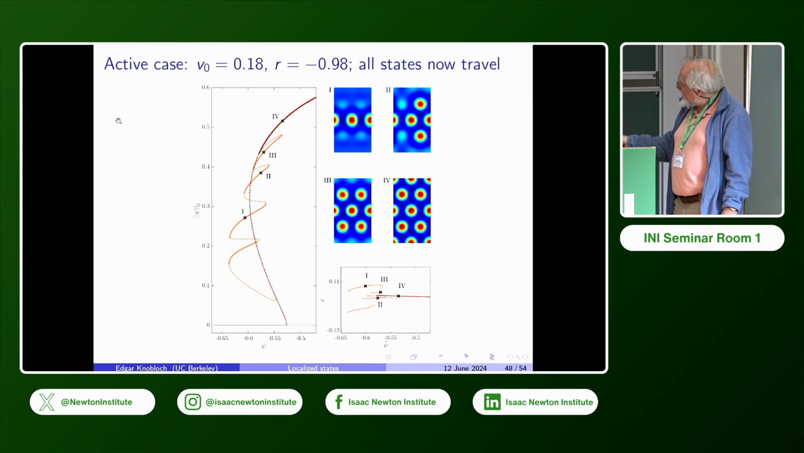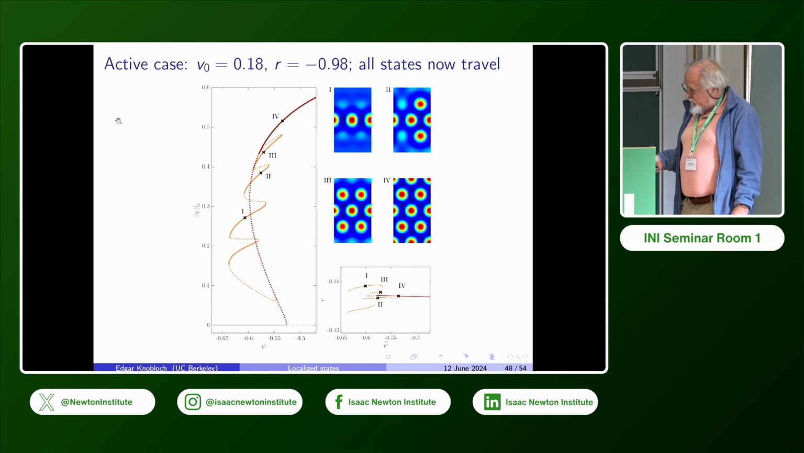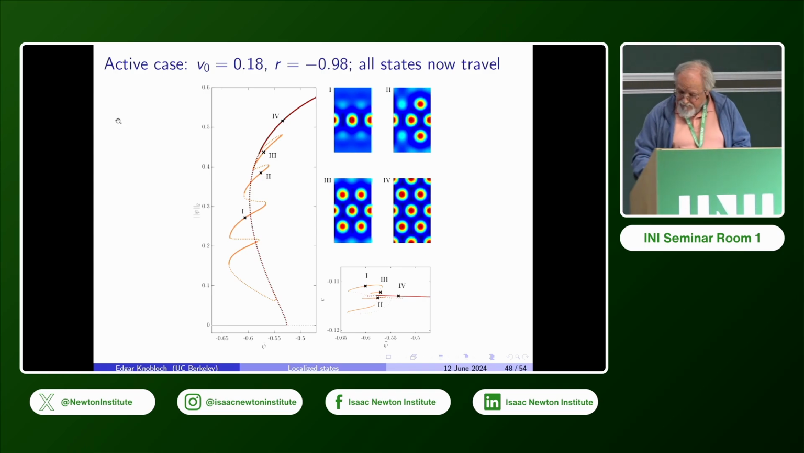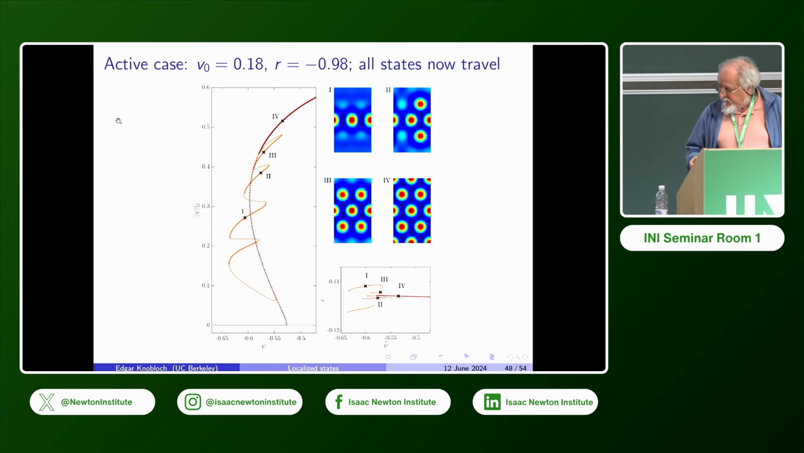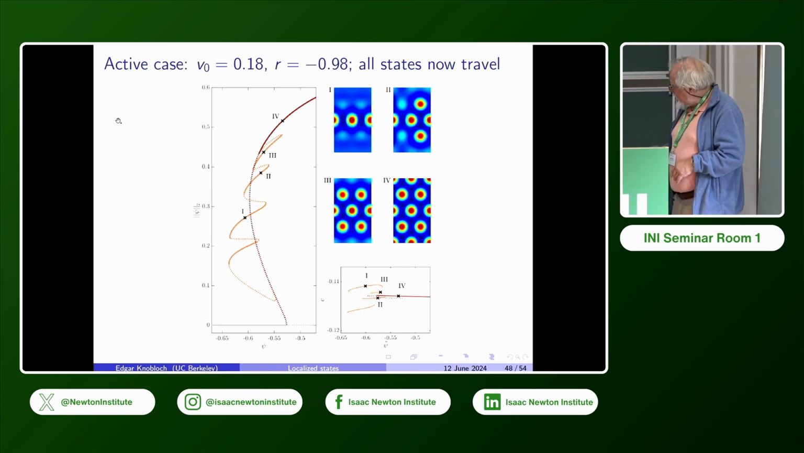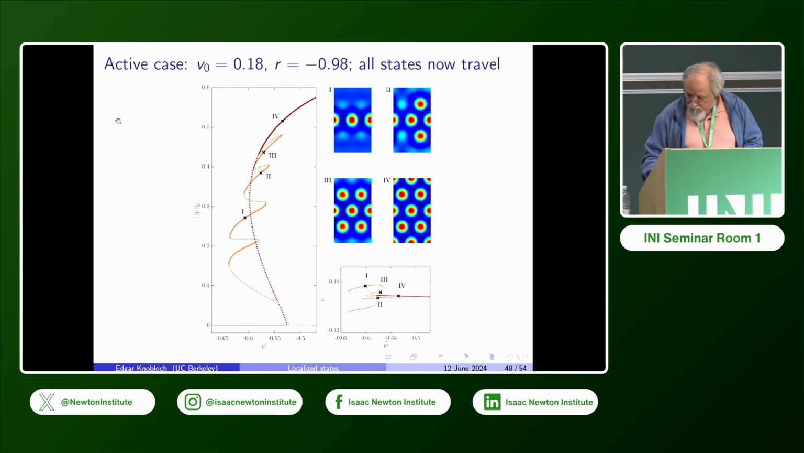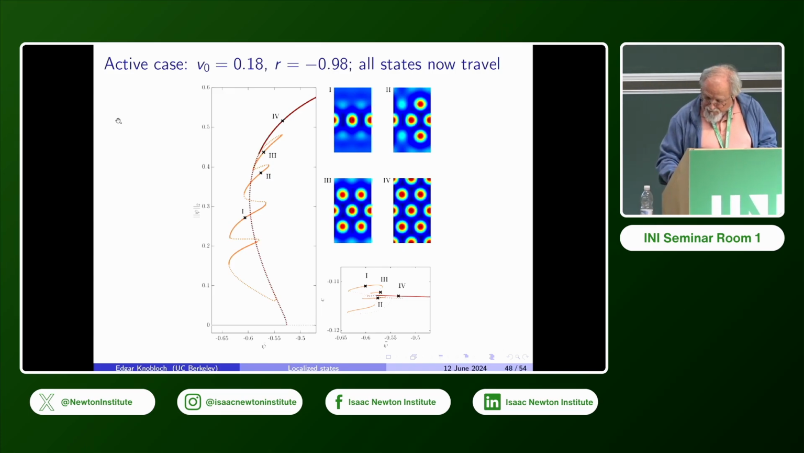And you notice also the growth behavior as you follow the branch past these folds, that also changes because there is now a preferred direction of motion. And this picture down here shows the speed of these different solutions as a function of the parameter r.